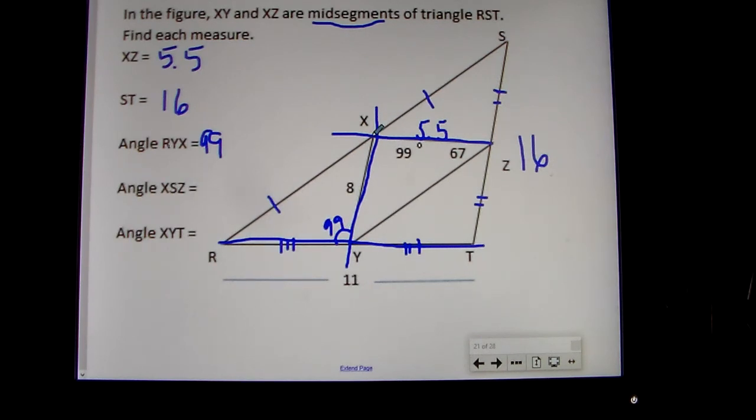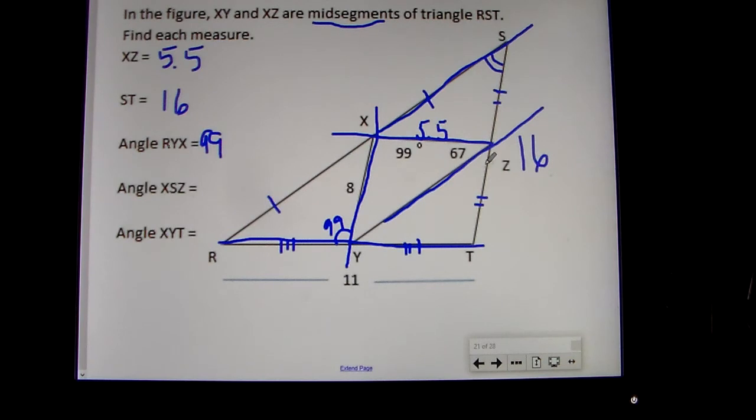XSZ. To find out this angle up here, we're going to do a little bit of work to get that done. Well, we do know that this line here, I know it's starting to get a little wild, this line right here and this line right here, they are parallel lines. And it's also being cut by a couple transversals. Now, what transversals can we do?